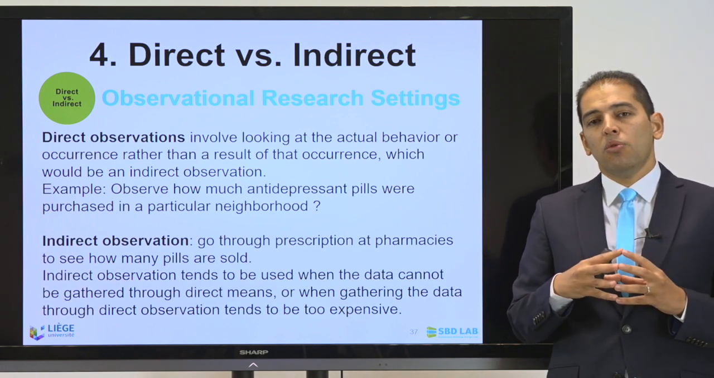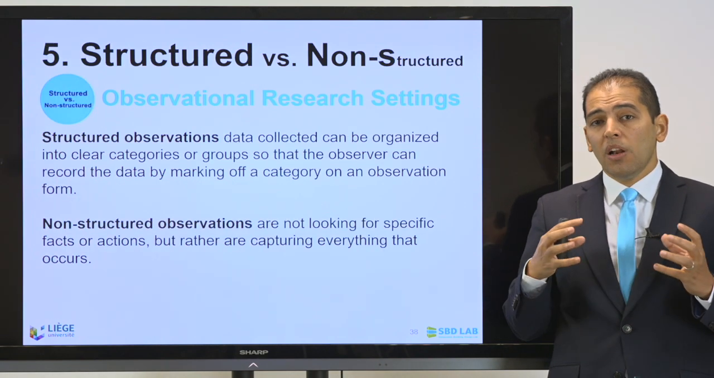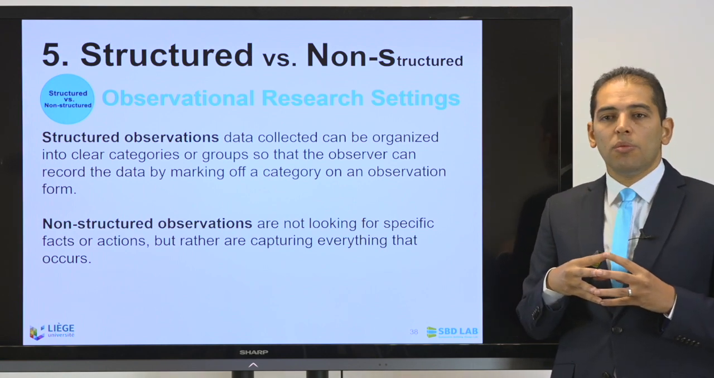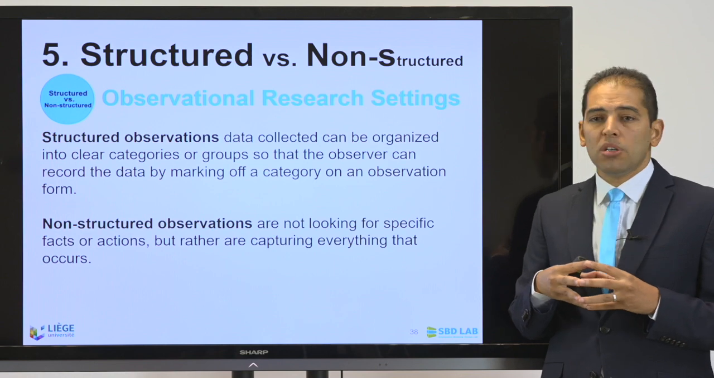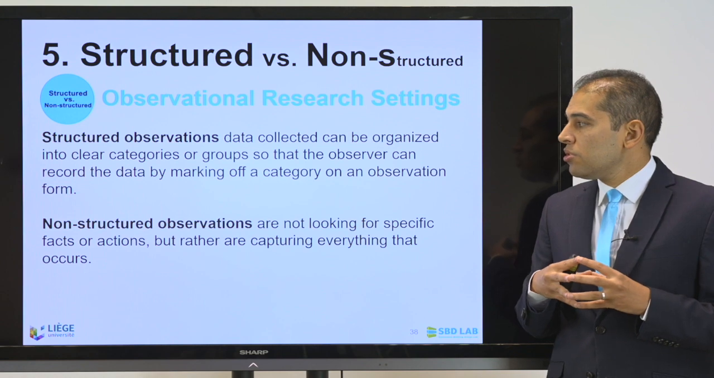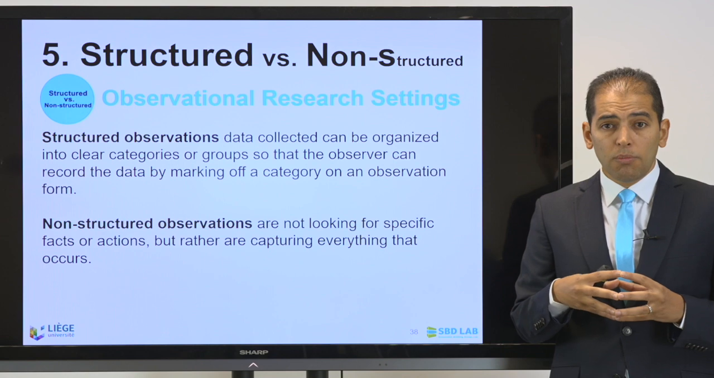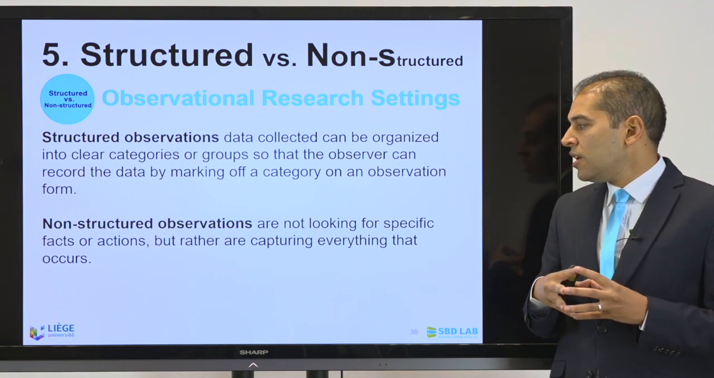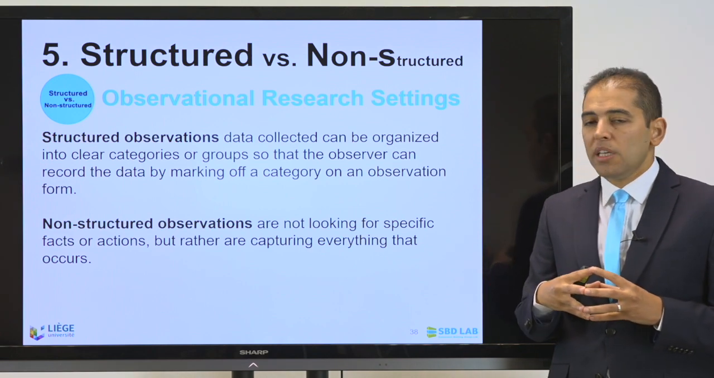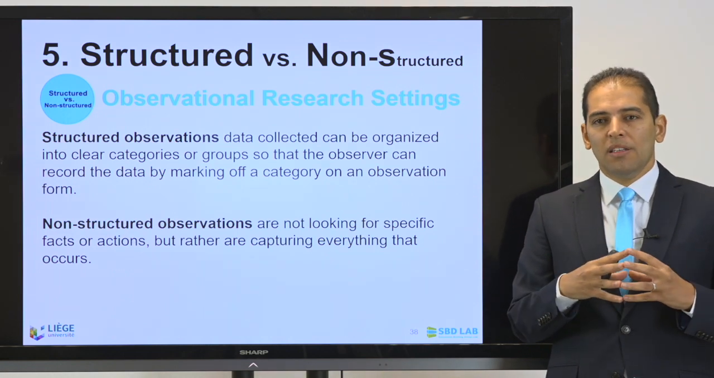So also this is a fourth question you need to answer when you are designing your research. And the last setting question will be if you are using structured or non-structured settings. Structured observations are simply data collected that can be organized into clear categories or groups so that the observer can record the data by marking a category on an observation form. And if you are using non-structured observation, they are not looking for specific facts or actions, but rather are capturing everything that occurs. So here is also the difference between the structured and the non-structured.